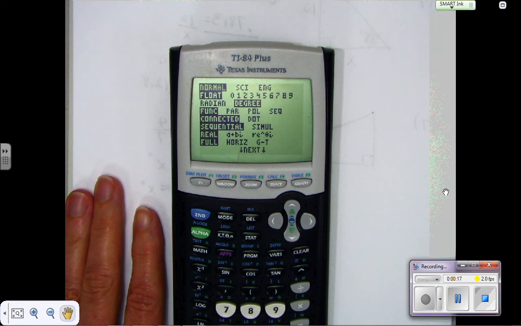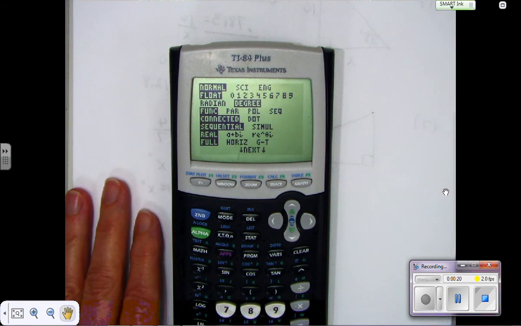Wait, I just spelled it. Oh. It's right next to the second function key.